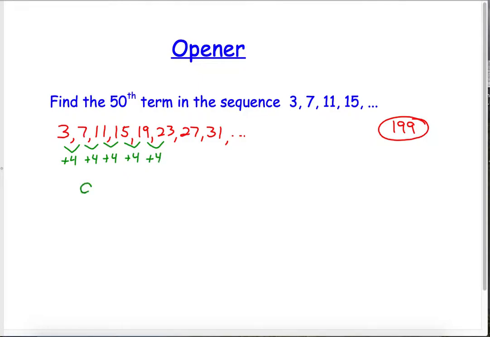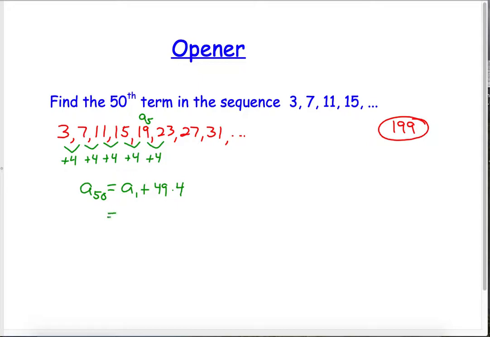So to get to the 50th term, we would take the first term and add how many 4s? Well, let's see. To the fifth term, we added 4 4s. So it seems like we're adding 1 less than the term number. So for the 50th term, it makes sense that we would be adding 49 4s to the first term to get our answer.